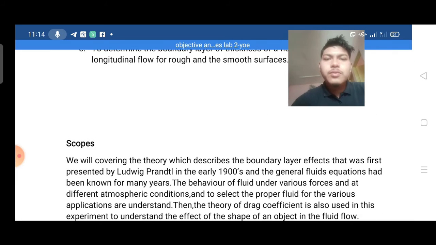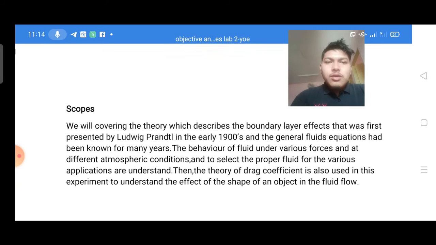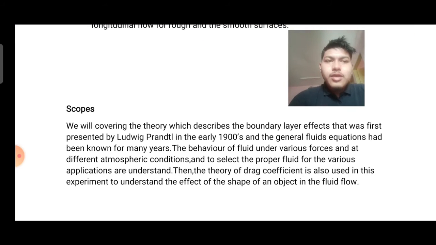For the scope, we will cover the theory which describes the boundary layer effects that was first presented by Ludwig Prandtl in the early 1900s, and the general fluid equations had been known for many years. The behavior of fluid under various forces and at different atmospheric conditions, and how to select the proper fluid for various applications, are understood. Then the theory of the coefficient is also used in this experiment to understand the effect of the shape of an object in the fluid flow.